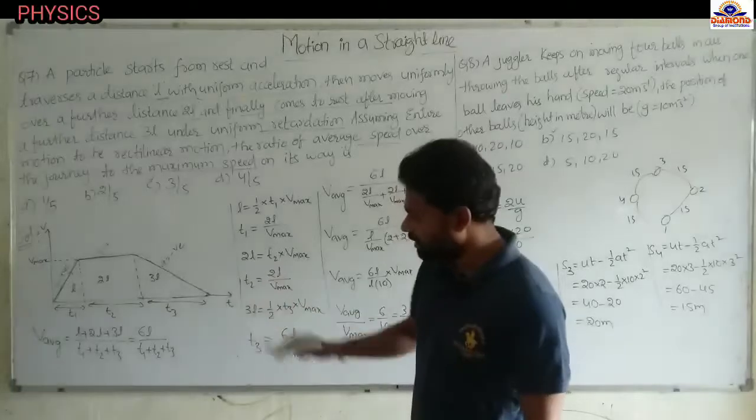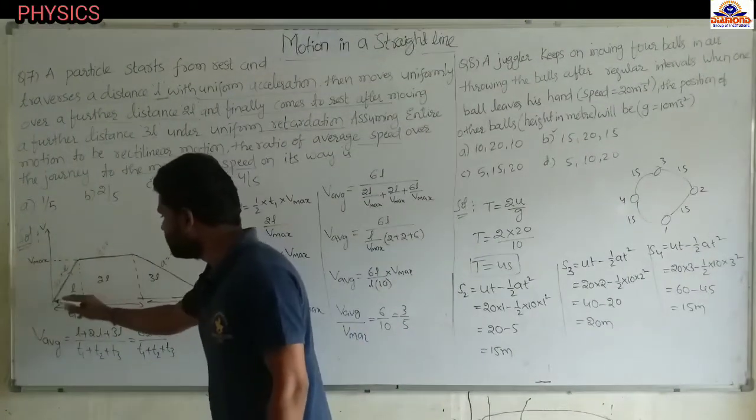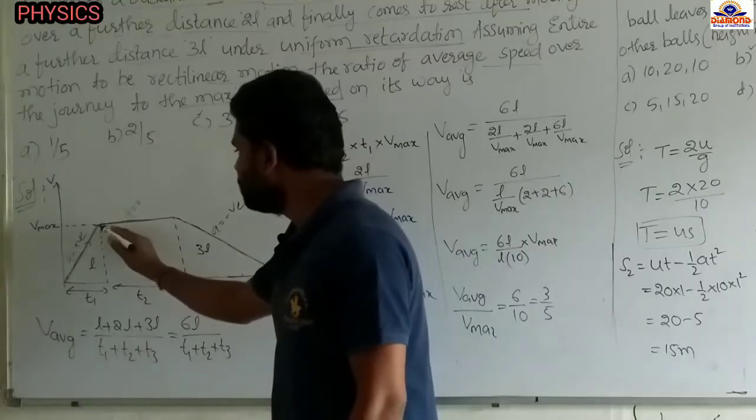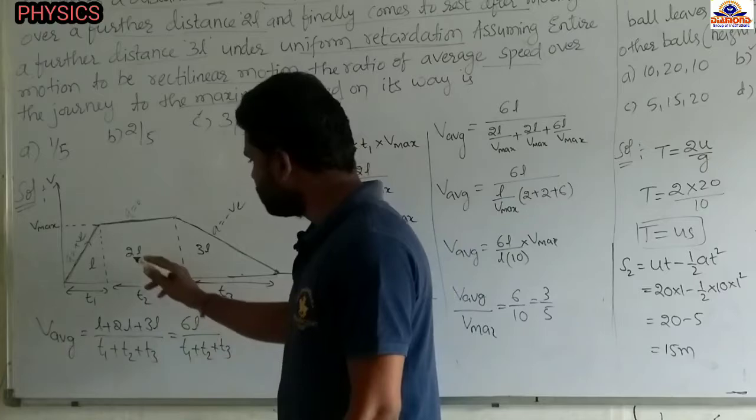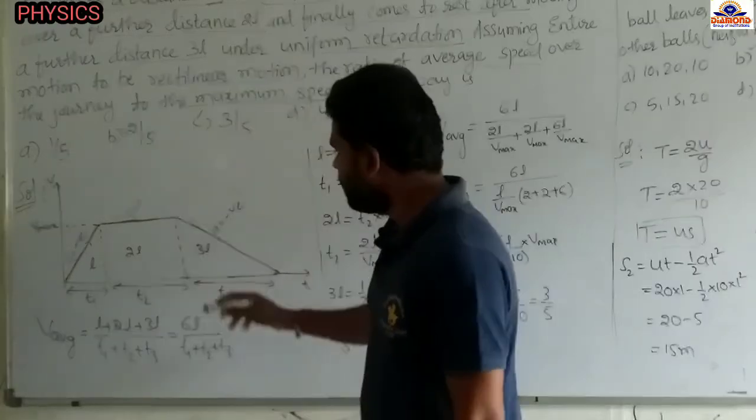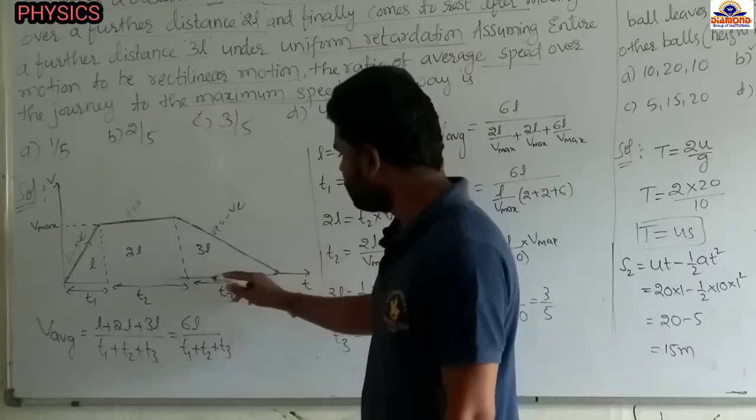This is the graph I drew. First, to reach the maximum velocity, it takes time t1, and it continues moving with that velocity, covering the 2L distance in time t2. Next, it retards, covering the 3L distance, taking time t3.